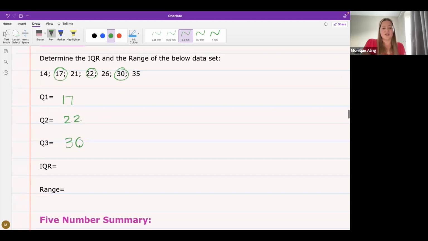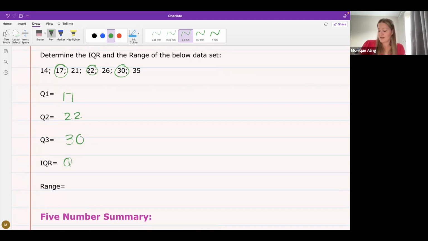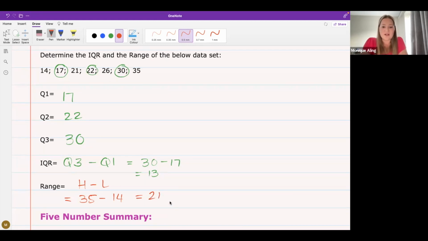Then all you needed to do was just remember your formulas. Interquartile range is Q3 minus Q1, which is 30 minus 17, which gives you an answer of 13. And then for range, we know it's our highest value minus our lowest value. Our highest value is 35. Our lowest is 14. So this had nothing to do with our quartiles, just working out the normal range of our values. 35 minus 14 gives you 21, which most of you seem to get. Well done. Nice. Looks like everyone got that.